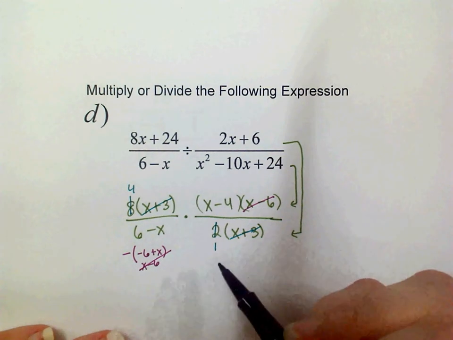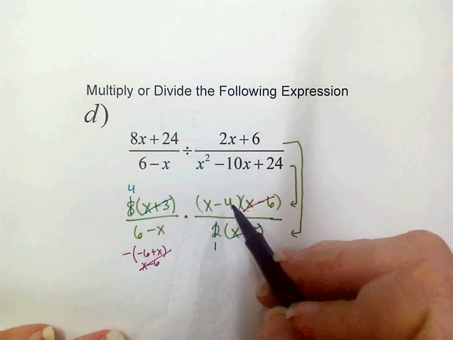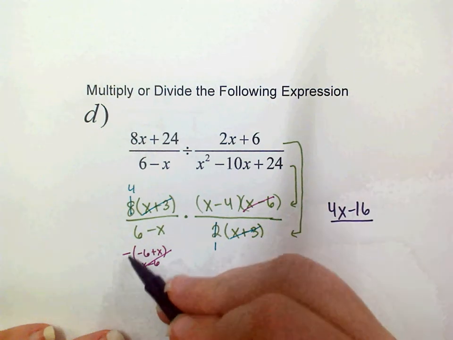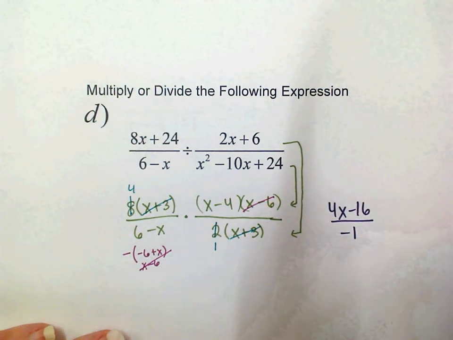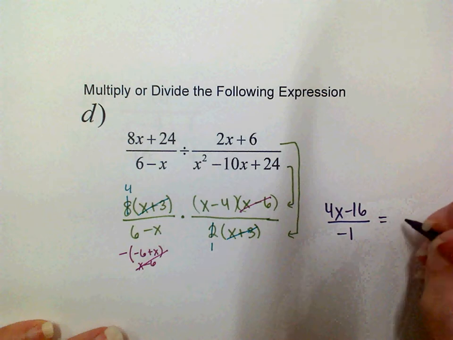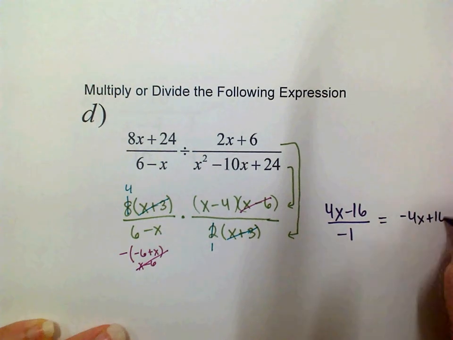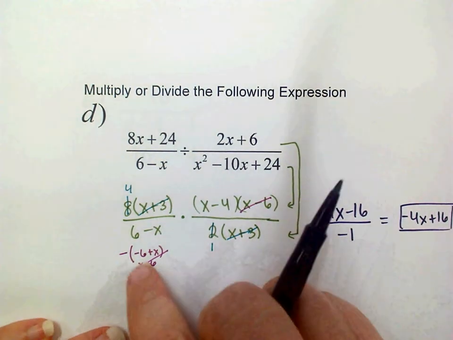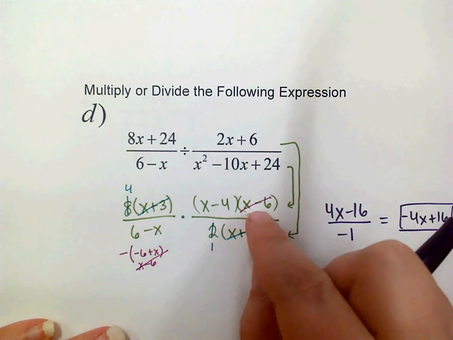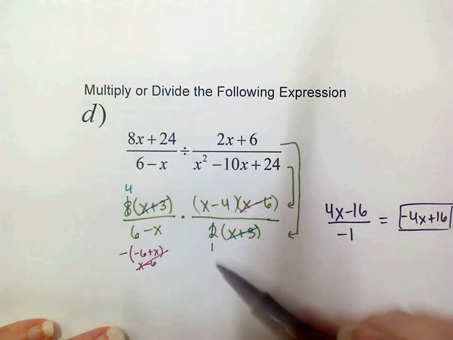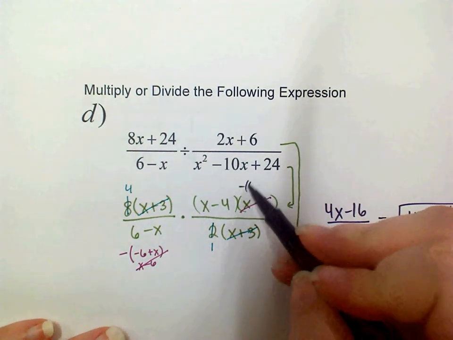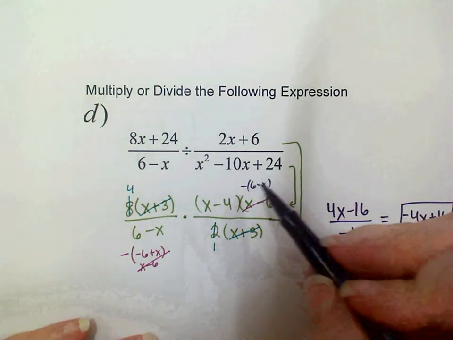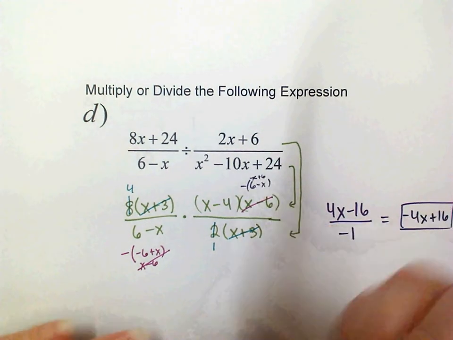4 times x minus 4, which is 4x minus 16, over a -1. Okay? But that should just be -4x plus 16. And if you don't want to have to worry about dividing by that negative, instead of dividing the negative out of the denominator, go ahead and factor the negative out of the numerator. Okay? So if I had said -6 minus x, then I could have just canceled out 6 minus x's. Or -x plus 6, same thing.